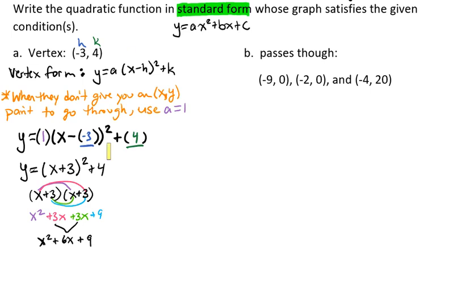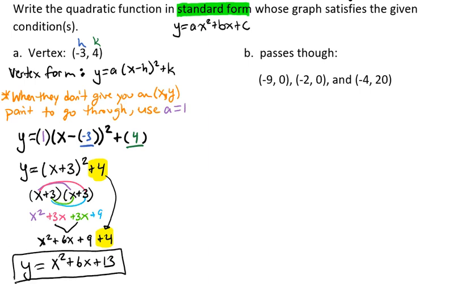Then don't forget about our 4 back here that we still need to add. So we're going to bring that down, and we're going to add 4 there. So our 4 here comes down to right there. And that's going to give us x squared plus 6x plus 13. And that is going to be our equation in standard form. And then we're done.